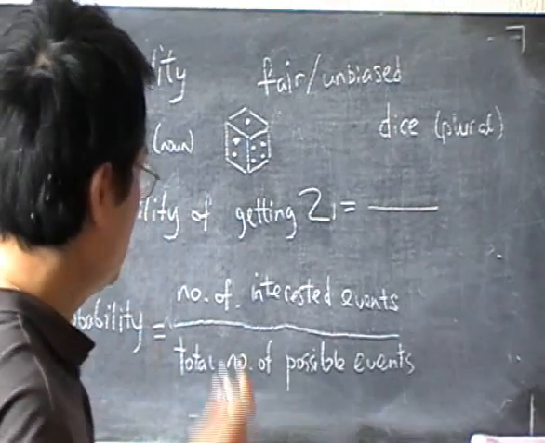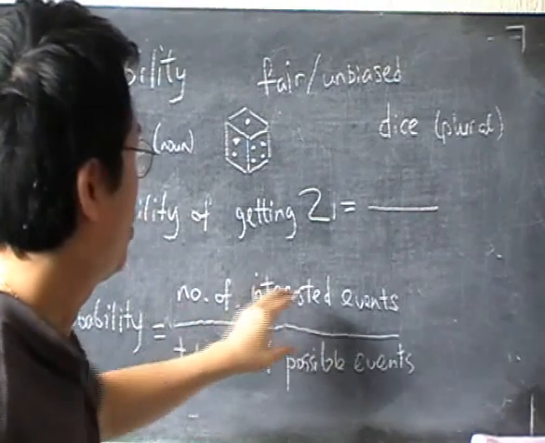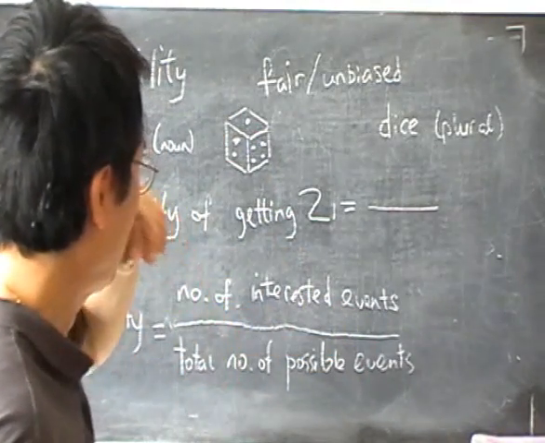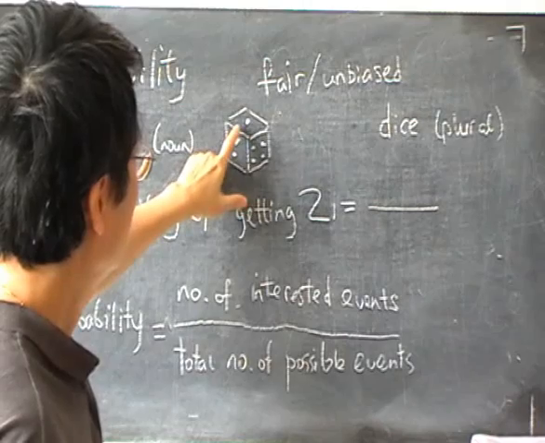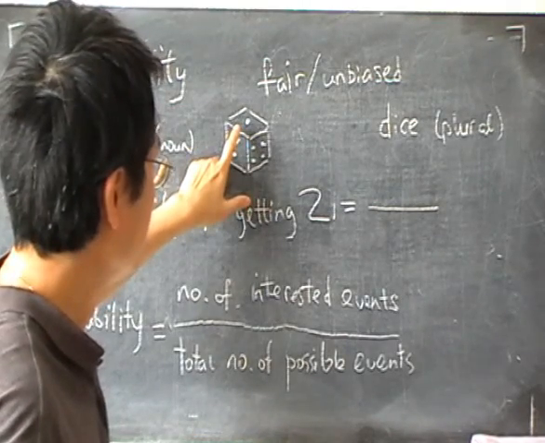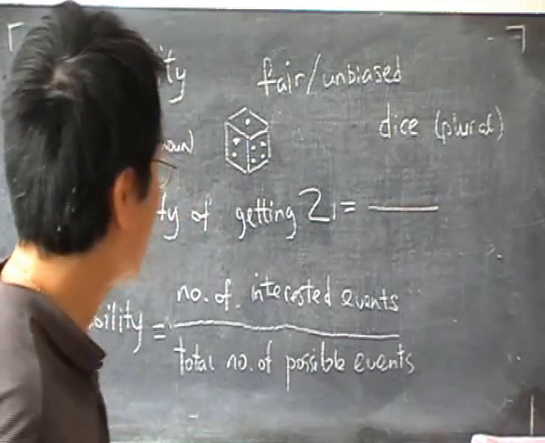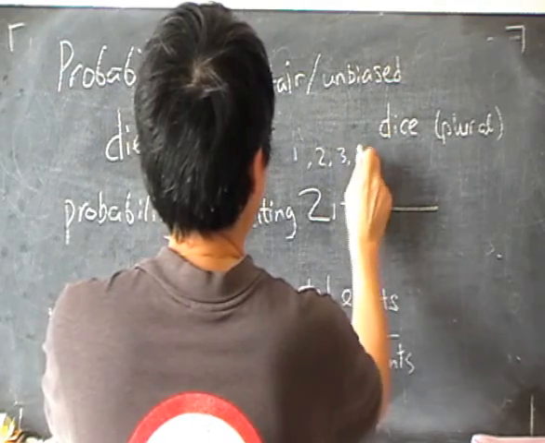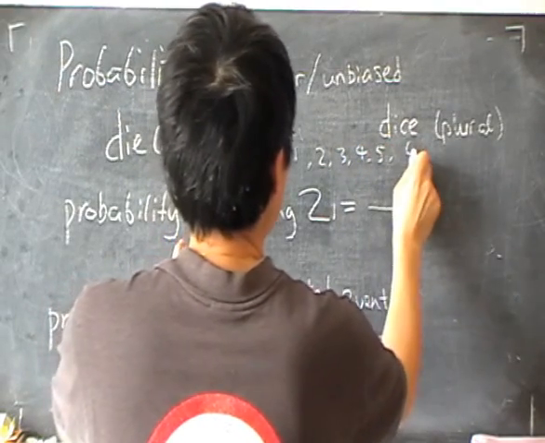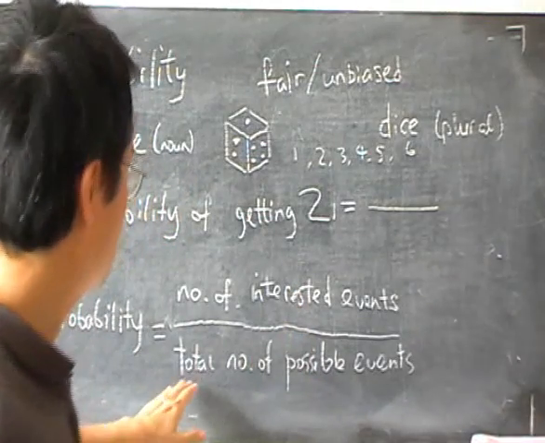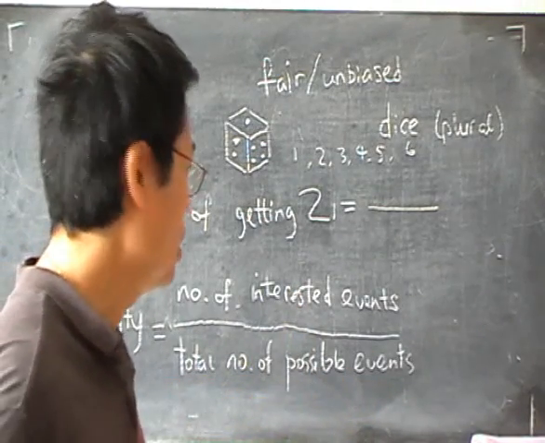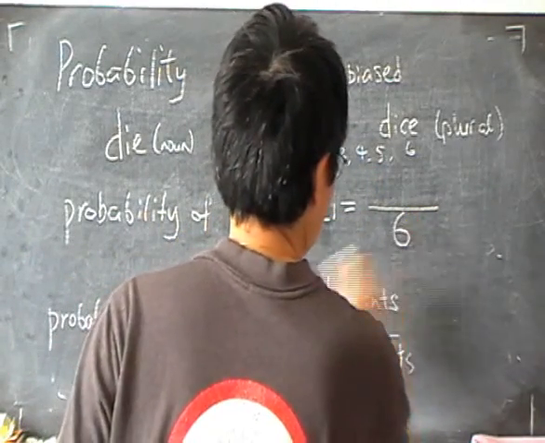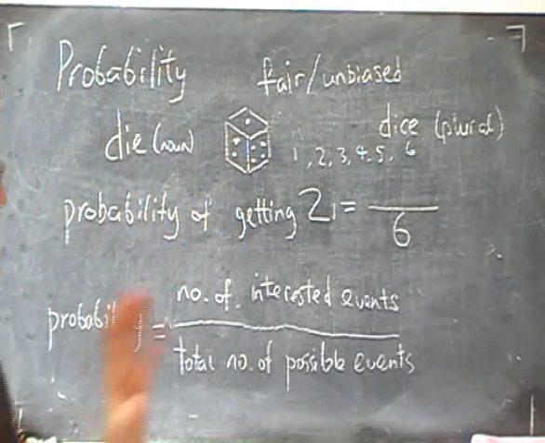First of all, I should think about the number of interested events. Now in this case, the word event here refers to the numbers that I can get from the die. So that's 1 to 6. So I can have 1, 2, 3, 4, 5, 6. So there are actually 6 possible events, meaning that the total number of possible events is actually 6. In fact, I can put that down first at the bottom. There are 6 possible events.